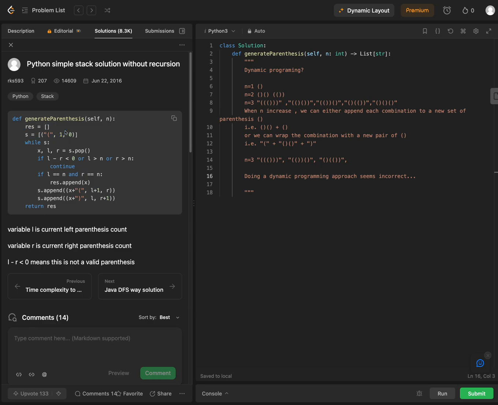Result array will probably be what we need here, right? And then we have S here. What does S mean? S probably means what we want to start with, right? Variable L is the current left parenthesis count. Variable R is the current right parenthesis count. If L minus R is less than 0, or L is greater than N, this is not a valid parenthesis, so we continue and nothing happens. Otherwise, if the left parenthesis count is the same as the right parenthesis count, you want to append this result. Otherwise, if these two conditions are both false, X, left, right equals S dot pop.